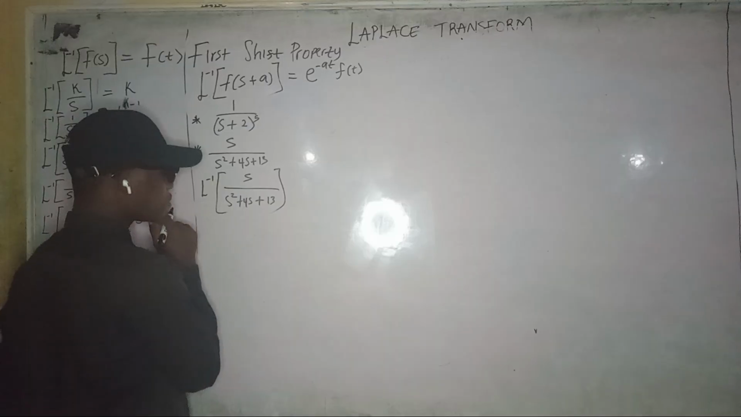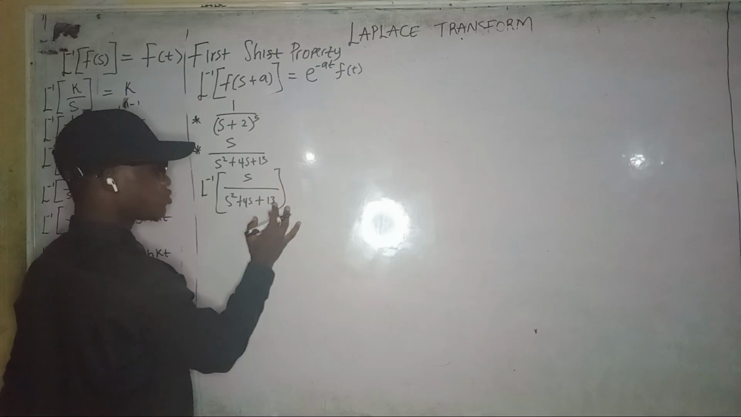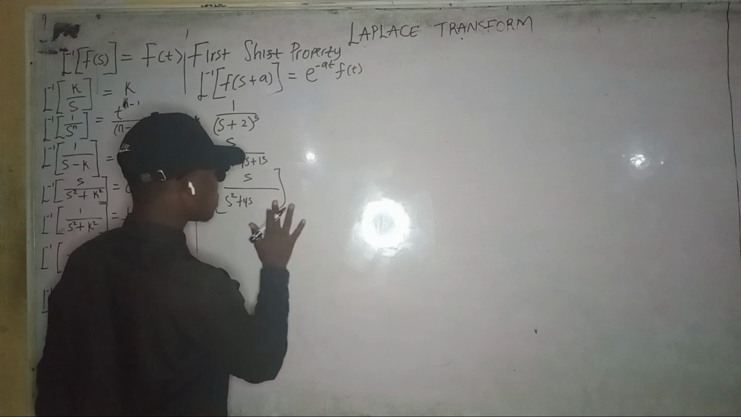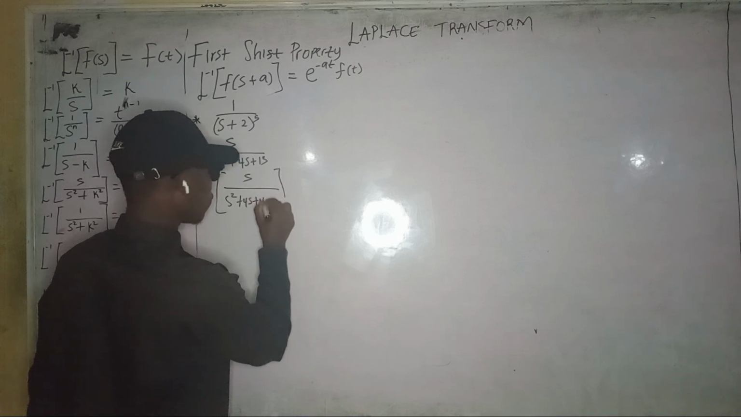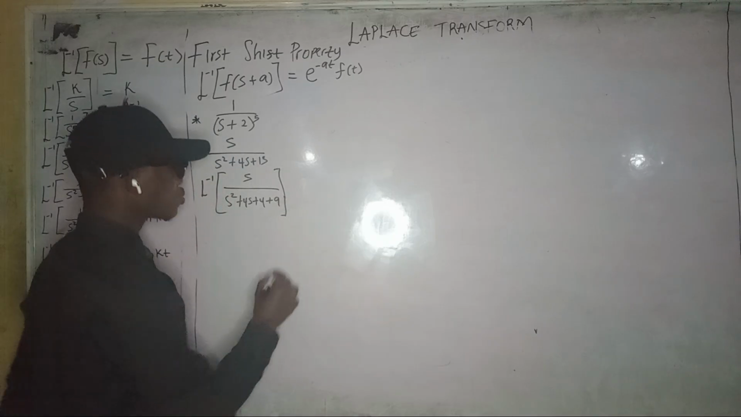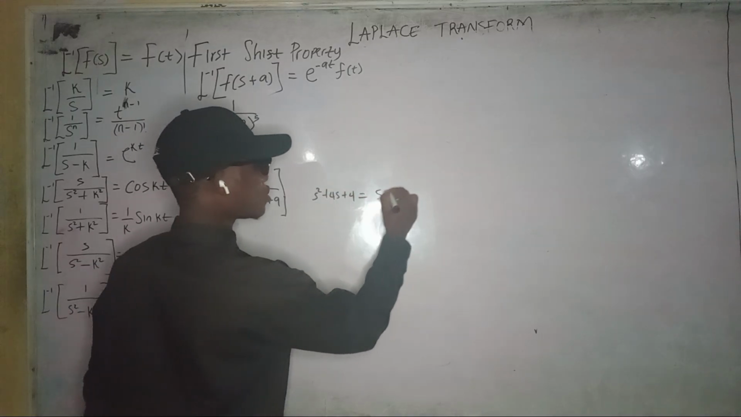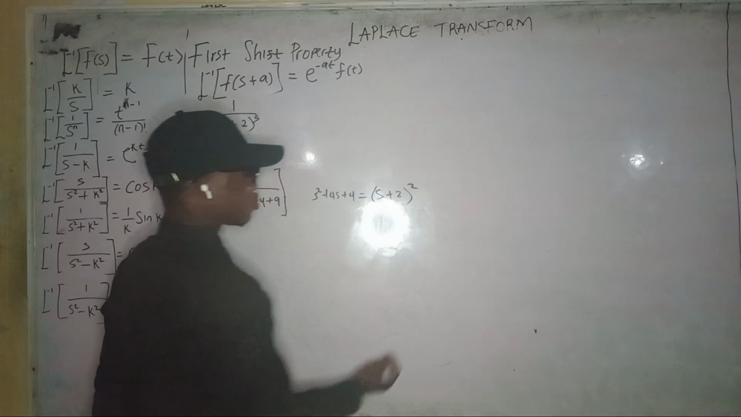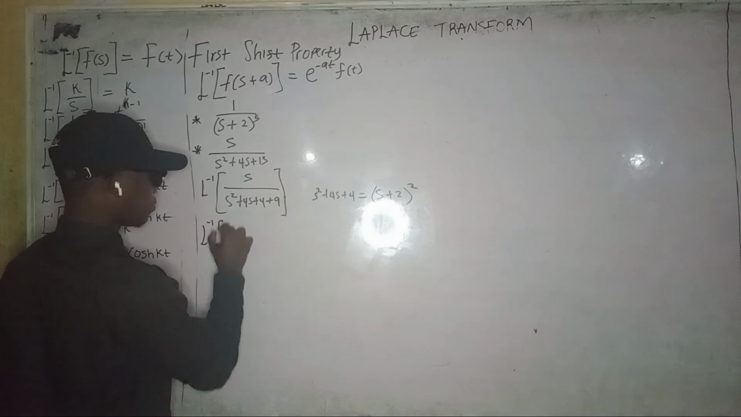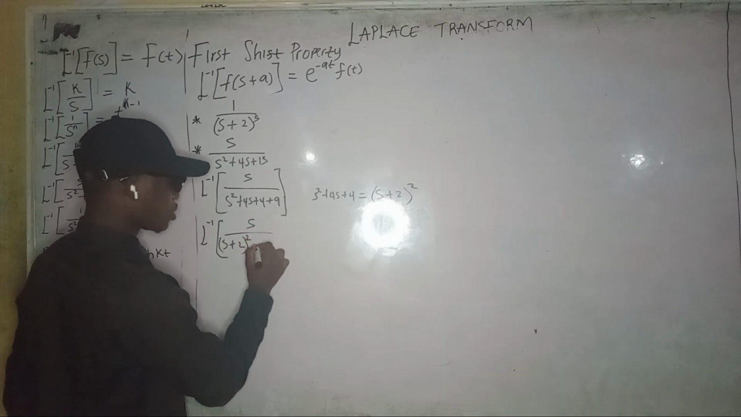So now if we look at this, how can we manipulate it? For us to manipulate it, we can split 13 into 4 and 9. So we are going to split this into plus 4 plus 9. That way we can manipulate it, because s squared plus 4s plus 4 is equal to s plus 2 all squared. Therefore we are going to have the inverse Laplace transform of s over s plus 2 all squared plus 9.